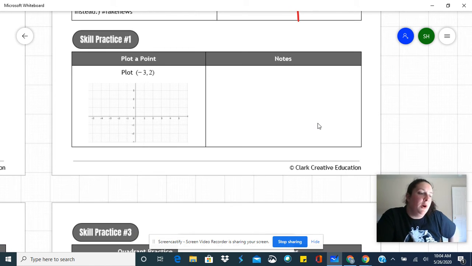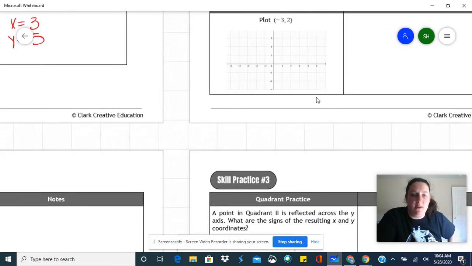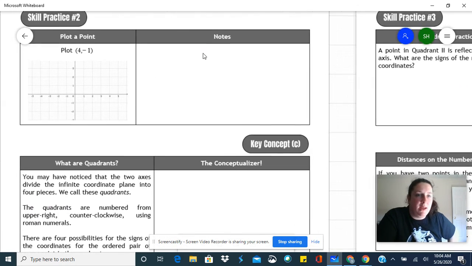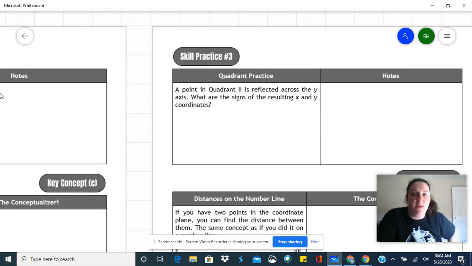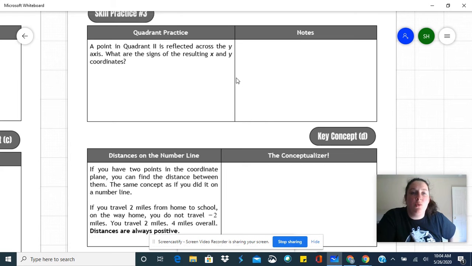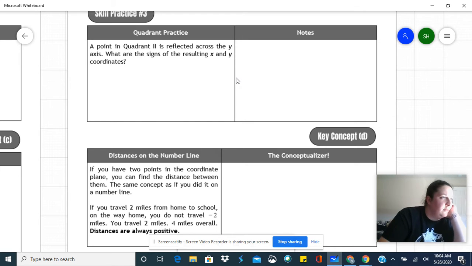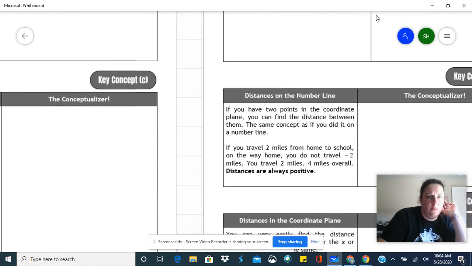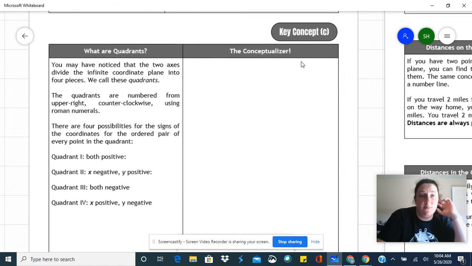So for your skill practice, you are plotting points for your first skill and your second skill. On your third skill, it wants you to show a point in quadrant 2 that is... actually, we'll do concept C first.